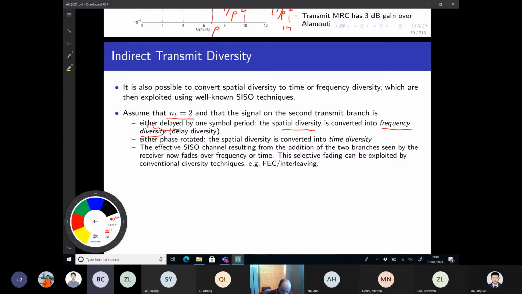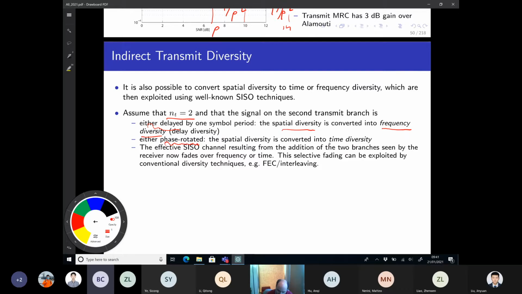You can have other schemes that are called phase rotated, where you convert the spatial domain diversity into time diversity. Effectively, you convert the spatial domain into channels that change over time, and because they change over time in a certain way, you can actually exploit time diversity. So there are different schemes that exist. They have different benefits. Everything is explained in the book. If you're interested in those, they are also used in practice quite extensively.